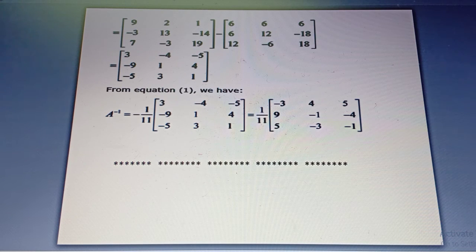I am ending today's video. Here in this video I have explained the concept of minors, cofactor and inverse of a square matrix using the determinant method. I hope all of you understood.